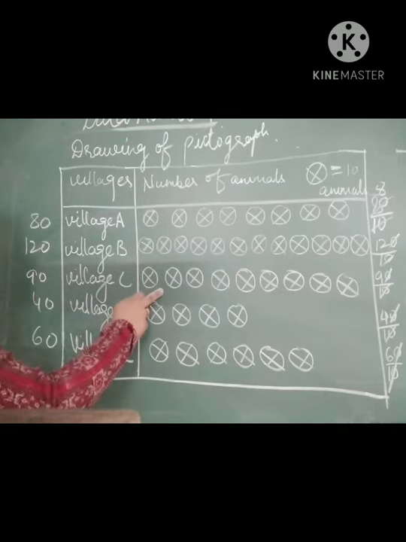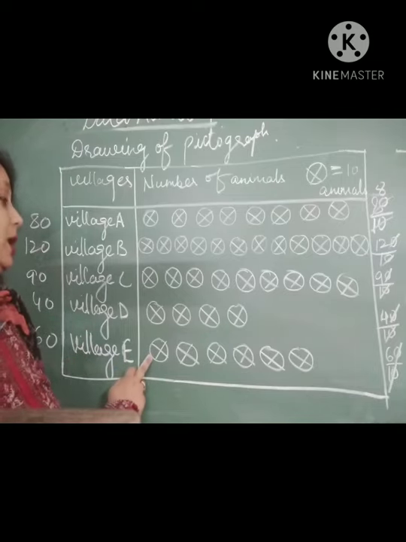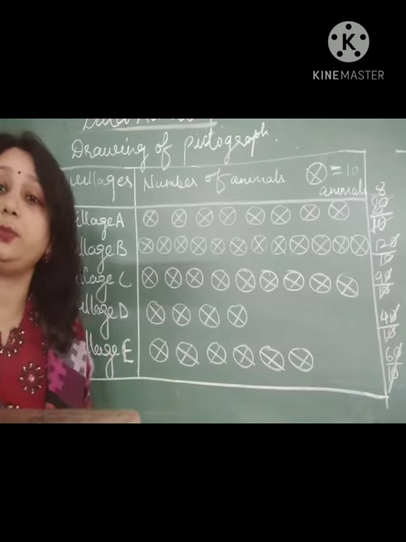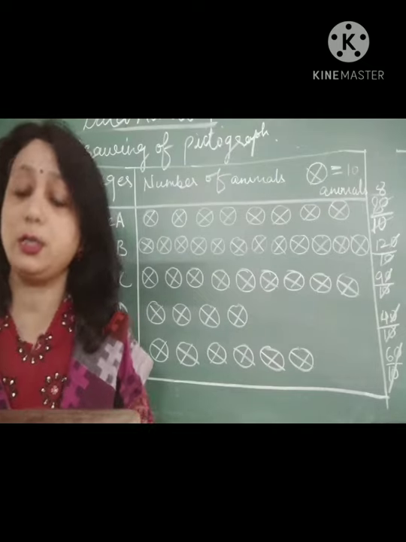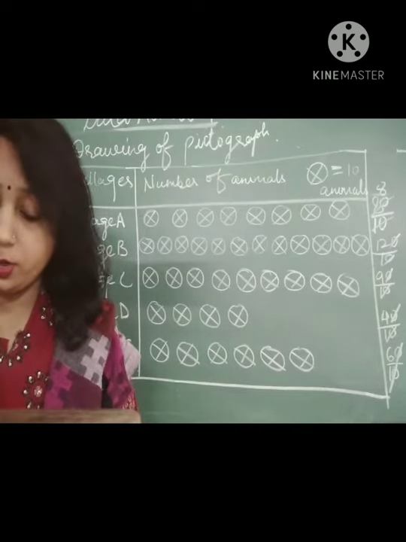To represent 90 animals, we have to draw 9 pictures. To represent 40 animals, we have to draw 4 pictures. And to represent 60 animals, we have to draw 6 pictures according to the given scale in the question. Okay, now we have to answer these questions.